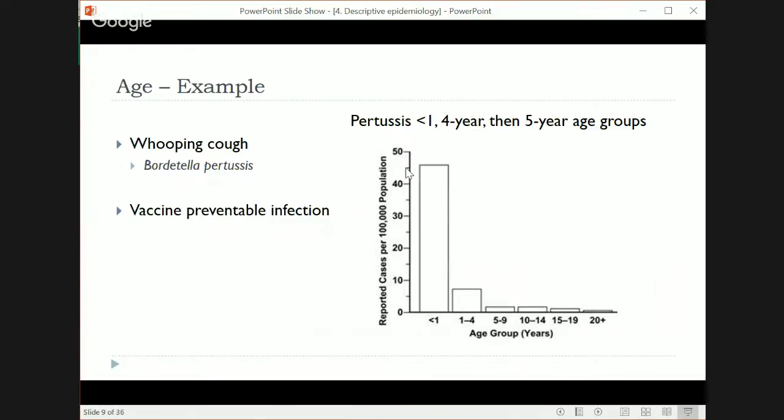So around 45 per 100,000 population in the less than 1-year-olds, around 10 per 100,000 population in the 1 to 4-year-olds. And if you look at the age groups that are greater than 5, we have less than maybe 2 per 100,000 cases for the 5 to 9-year-olds.